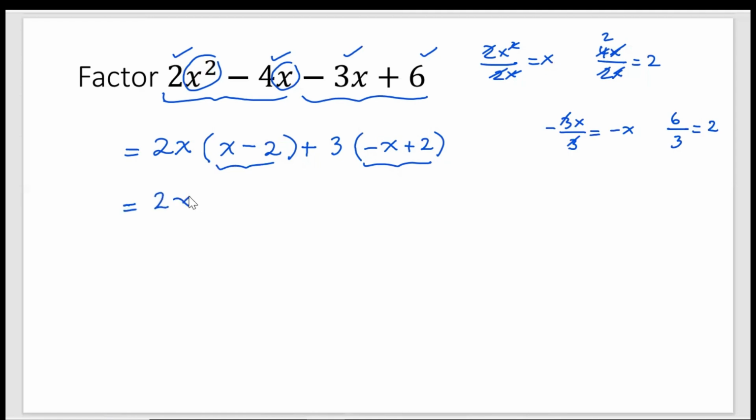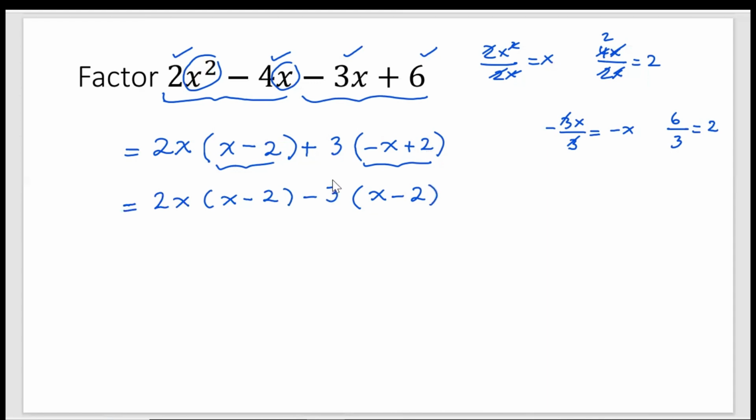So let's copy the first group, and we will factor out a negative 1 in the second group. So instead of having a plus 3, we will actually factor out a negative 3. So we will have minus 3 times. Now, since we already factored out a negative 1, we will put x instead of negative x. Instead of positive 2, we will put a negative 2.